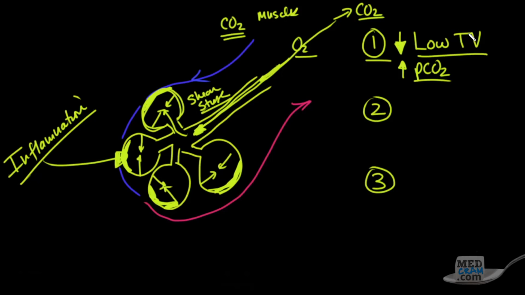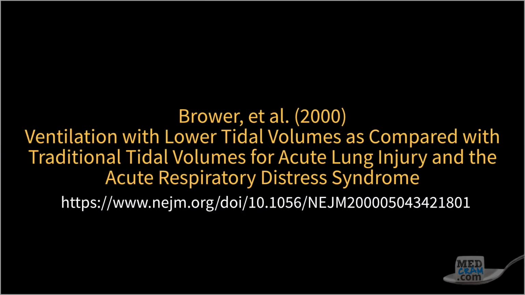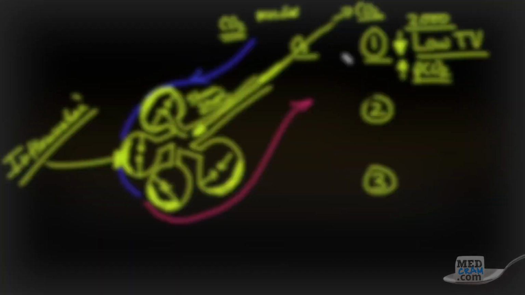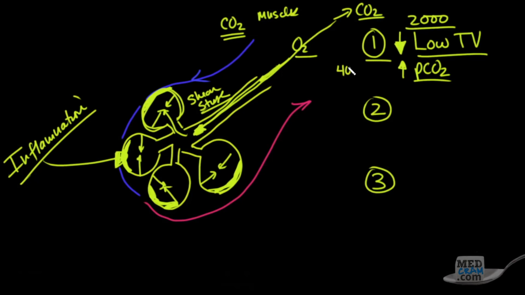And sure enough, a paper was published in 2000 in the New England Journal of Medicine that showed that we could affect change and we could decrease the mortality at the time from 40% down to about 31% mortality. So that was a huge drop in mortality. And all we did was we just ventilated people differently using low tidal volume.